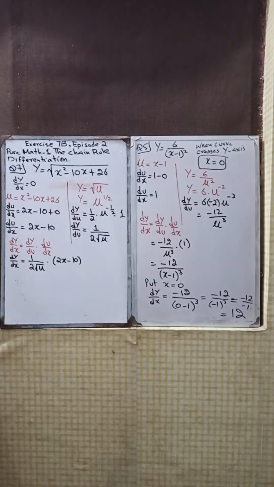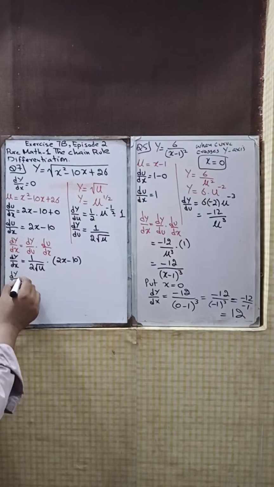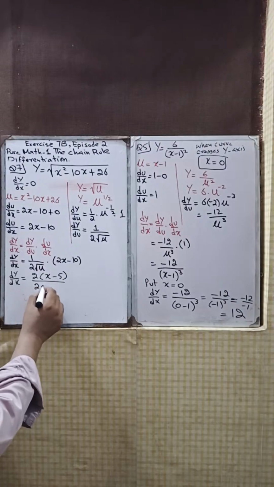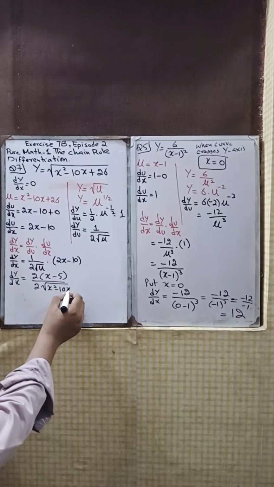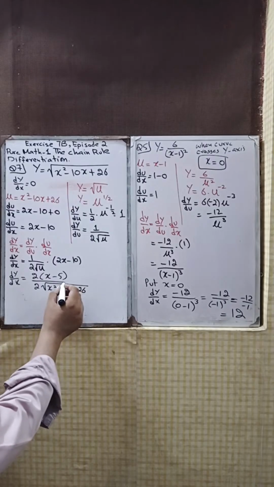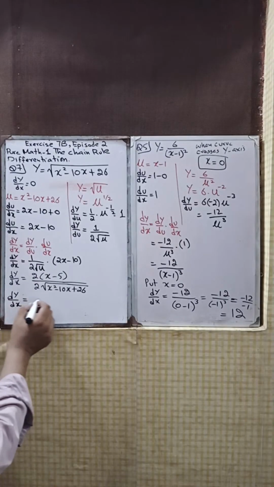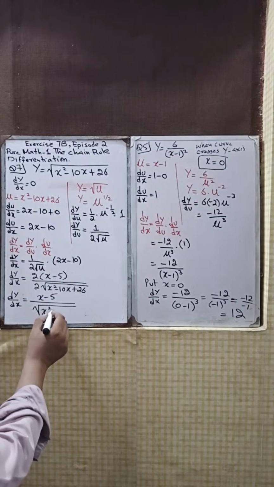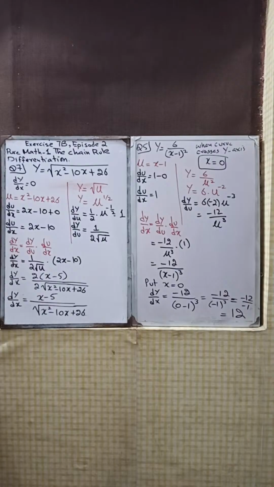From the top I can take 2 common. So this will become dy by dx equals to, from the top take 2 common, so you will have x minus 5, and the bottom will become 2 under root. Put the u value back, that is x square minus 10x plus 26. The 2 will be cancelled, so you will have dy by dx equals to x minus 5 divided by the square root of x square minus 10x plus 26. So this is the expression for the derivative.